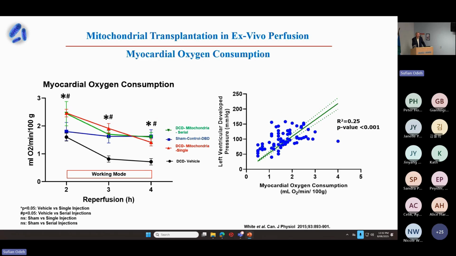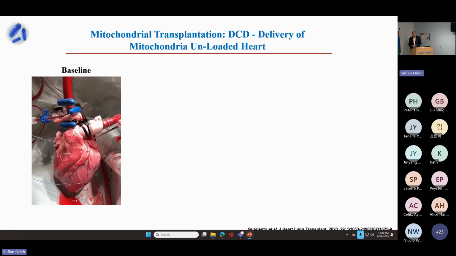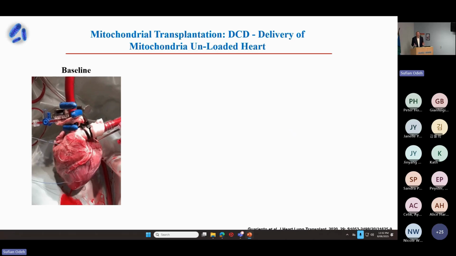Same thing if we look at MVO2. Here's the MVO2 on the DCD vehicle, but if you give the mitochondria, it's actually an overshoot, and you get a lot better. This has all been published, and you're welcome to any of the slides anytime. So, no point in telling you what it's actually doing, and it's better to see it.